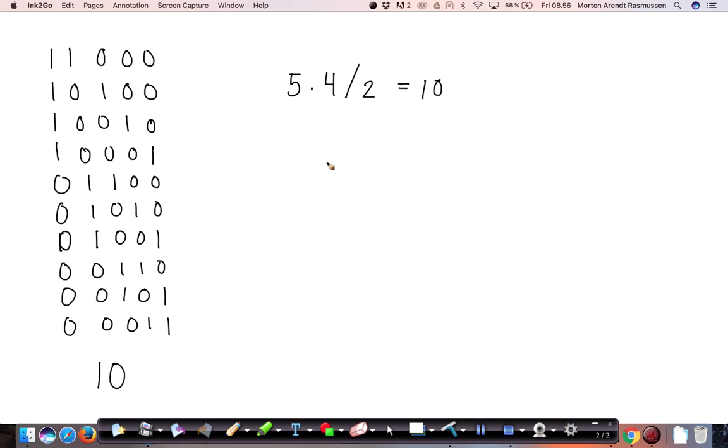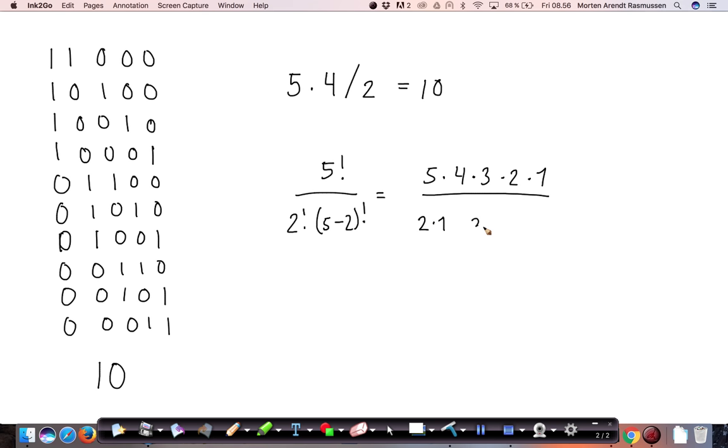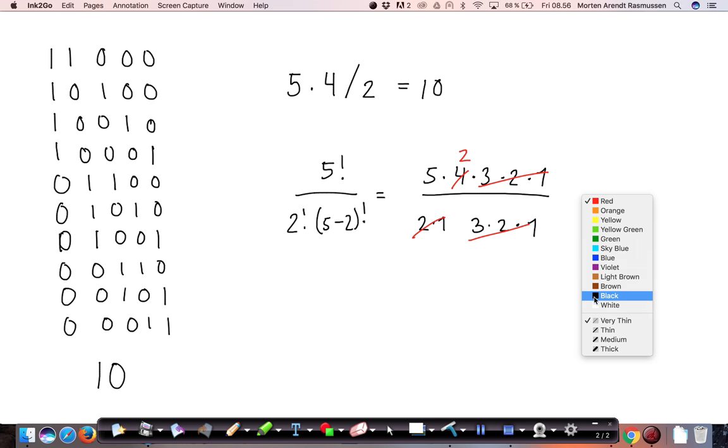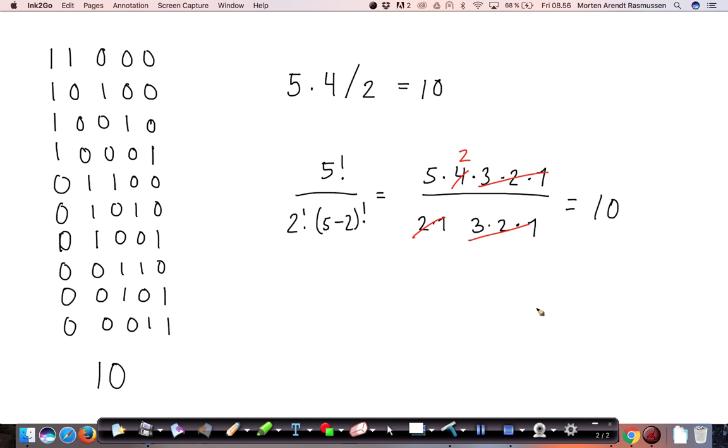If we want to calculate it by the binomial coefficient, we say 5 factorial divided by 2 factorial times 5 minus 2 factorial. So this one is 5 times 4 times 3 times 2 times 1. This one is 2 times 1. And this one is 3 times 2 times 1. We see that these ones are the same here, so we can simply just do like this. And we see that's 5 times 4 divided by 2 times 1, so 20 divided by 2, and we will get equal to 10.